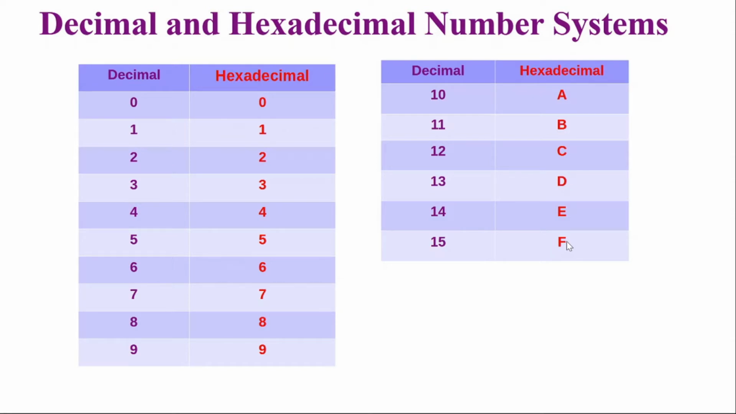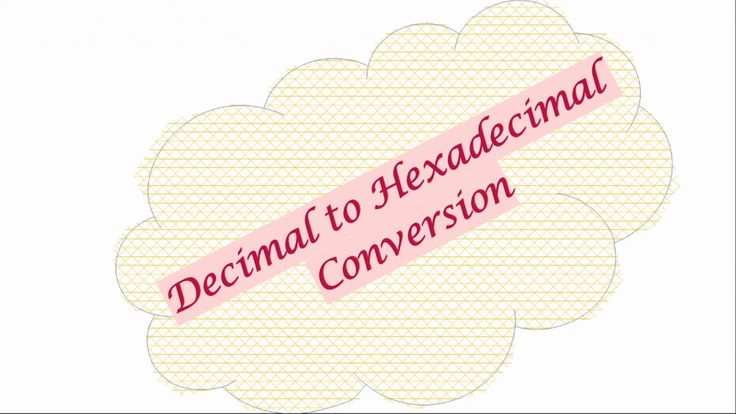It is most important to note here that the above decimal numbers are always to be replaced by equivalent hexadecimal digits, especially in case of decimal to hexadecimal conversion and vice versa. Now let us discuss about decimal to hexadecimal conversion.